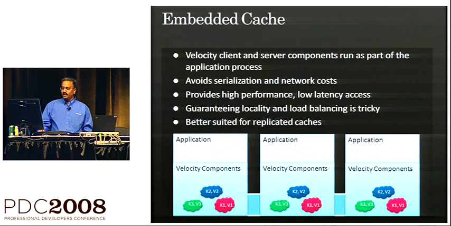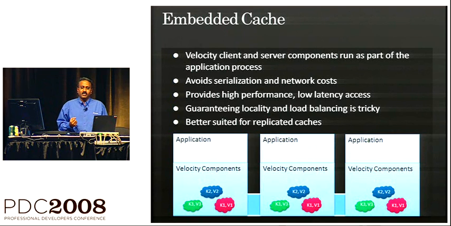So let's look at another configuration, which we call an embedded cache. This is an interesting one where often people ask, hey, can the cache be part of my ASP.NET application itself? And so basically in this scenario, both the client and the server components run as part of the application process. This is different from local cache. Local cache is, you still have a cache service. In this case, the cache services are part of your app.